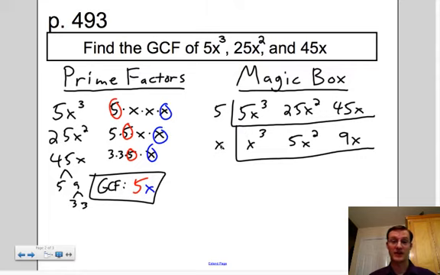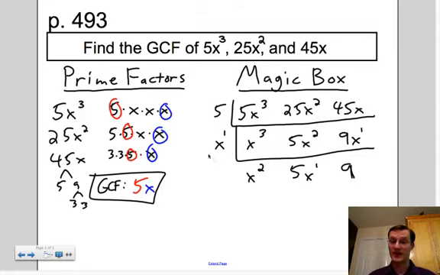X to the third divided by x to the first is x to the second. You just subtract those exponents. 5 divided by 1 is 5. X to the second divided by x to the first is x to the first. 9 divided by 1 is 1. We don't even need to put that. And x to the first divided by x to the first is 1. So 9 divided by 1 would be 9. X divided by x is 1. So just 9 times 1 is 9.